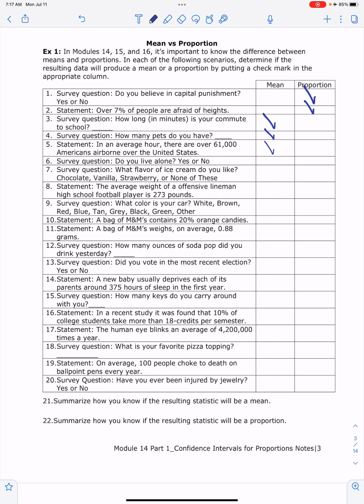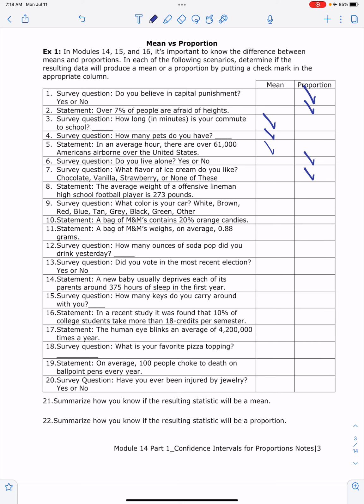Number 6, do you live alone? Yes or no? That is going to be a proportion. Number 7, what flavor of ice cream do you like? We've got chocolate, vanilla, strawberry, or none of these. That is going to be a proportion.